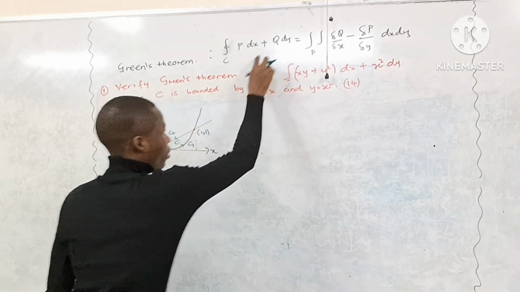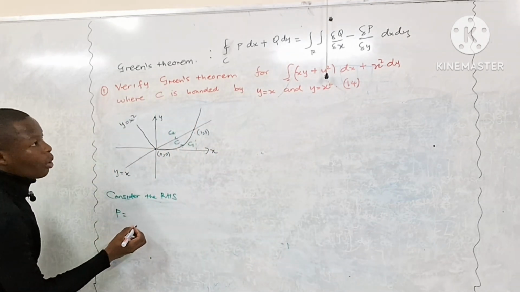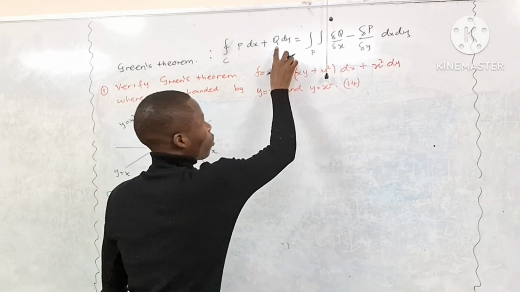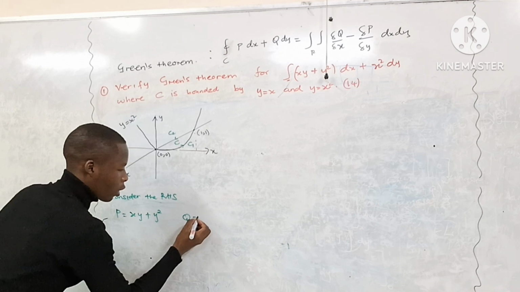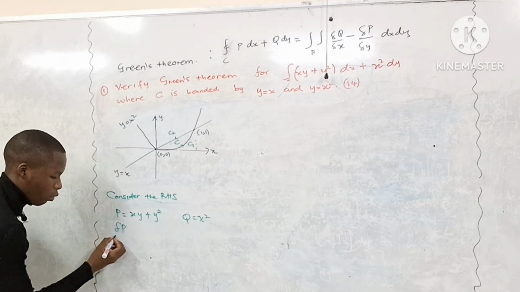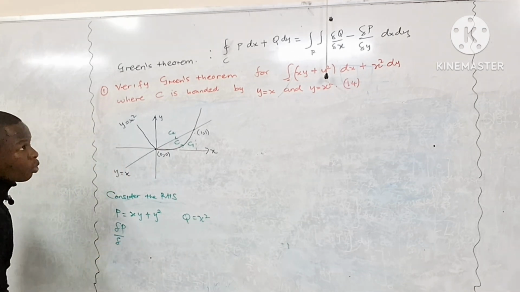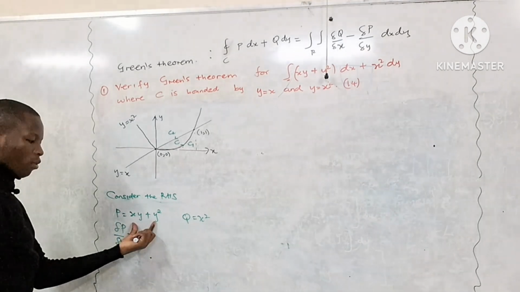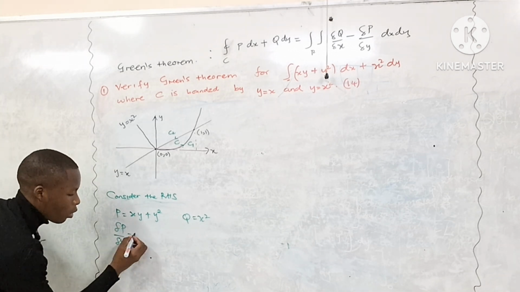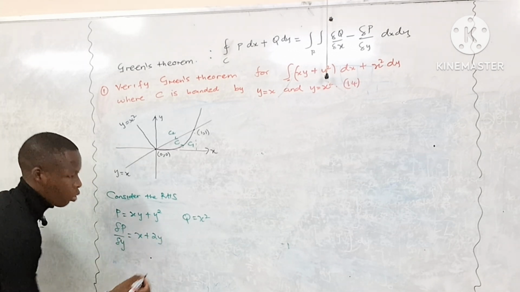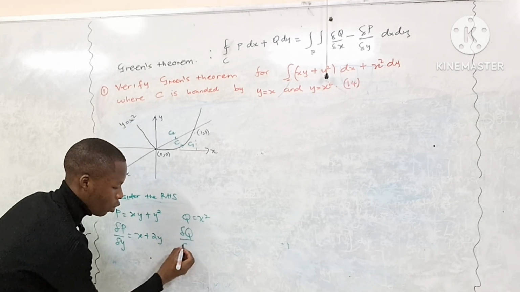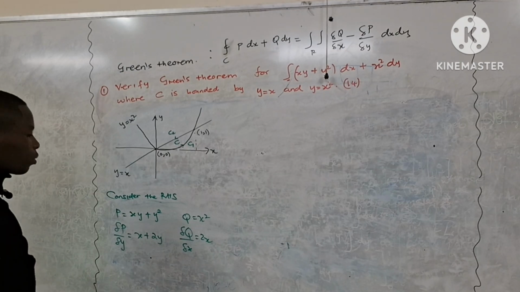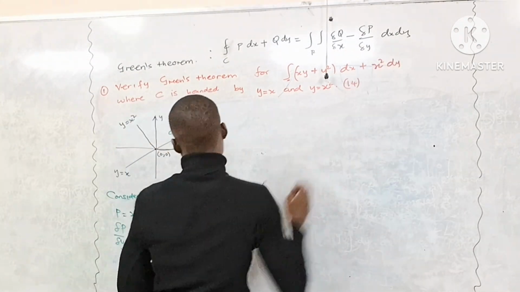Compare this function and this. So P is equal to xy plus y squared. Q is equal to x squared. The partial derivative of P with respect to y: we are going to find the partial derivative of this with respect to y. This becomes x plus 2y. The partial derivative of Q with respect to x is 2x. Okay, so here this is dx dy.